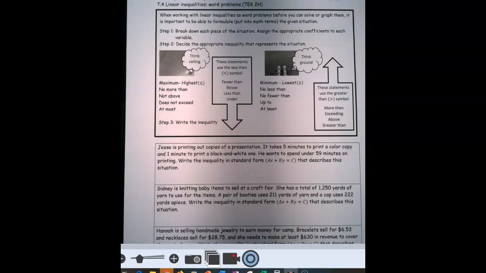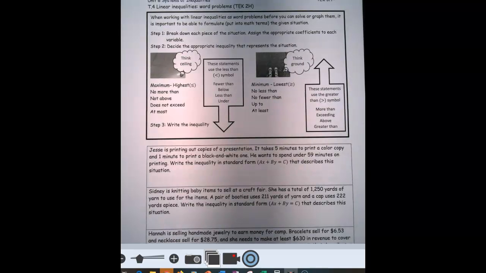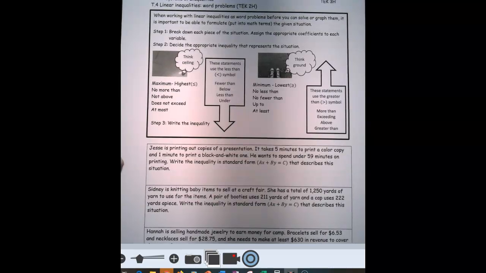So when working with linear inequalities as word problems, before you can solve or graph them, it's important to be able to formulate them, or to put them in math terms, given whatever situation you're given. So here are some steps that you might want to think about. Step one, break down each piece of the situation, and assign the appropriate coefficients to each variable, and you'll see what I mean. Then decide the appropriate inequality that represents the situation, and I've given you some hints here.